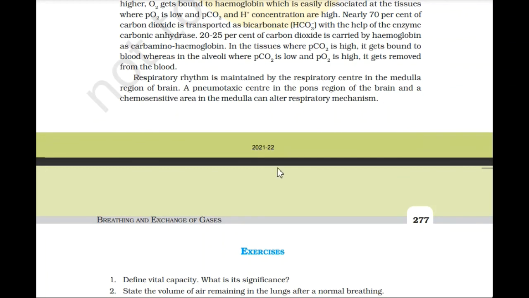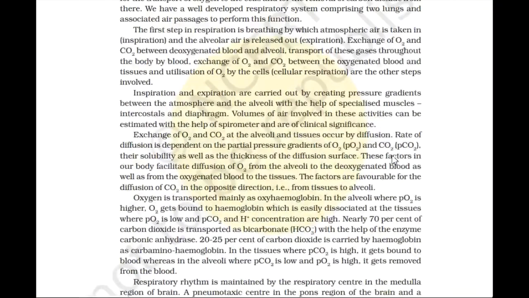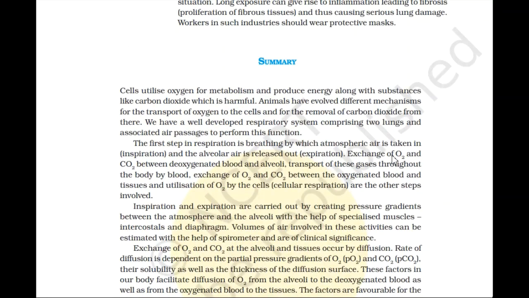Respiratory rhythm is maintained by the respiratory center in the medulla region of the brain. A pneumotaxic center in the pons region of the brain and a chemosensitive area in the medulla can alter the respiratory mechanism. In this way, we completed this chapter.